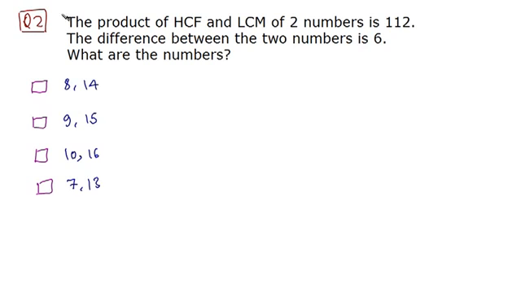Now let's move on to question number 2. The product of HCF and LCM of two numbers is 112, and you have been given the difference between these two numbers, which is 6. You have been asked to find out these numbers. Okay, let's say that these two numbers are A and B. Let's assume A to be X, and the difference has been given as 6. If A is X, B would be X plus 6.